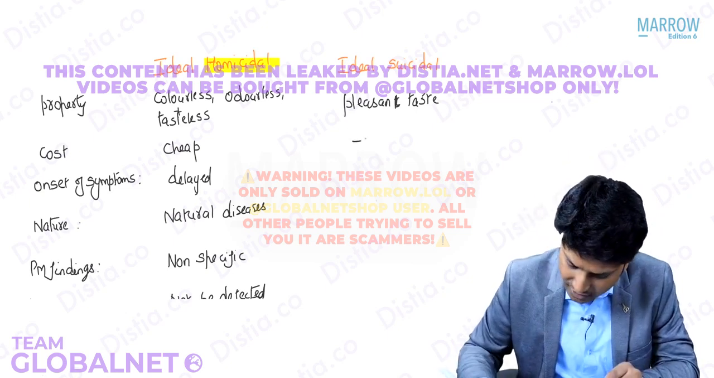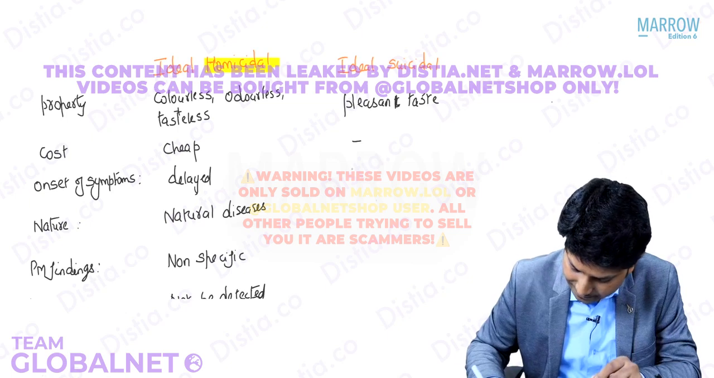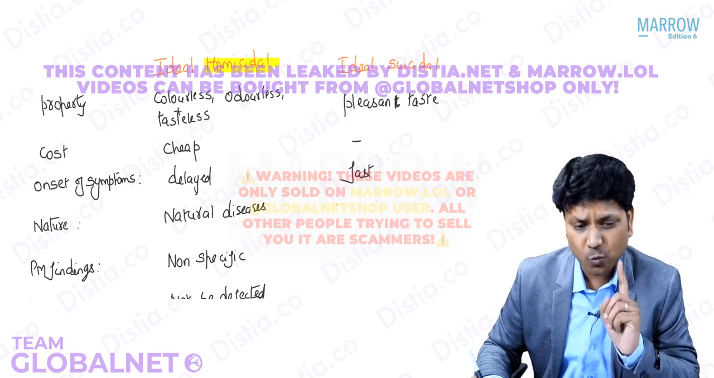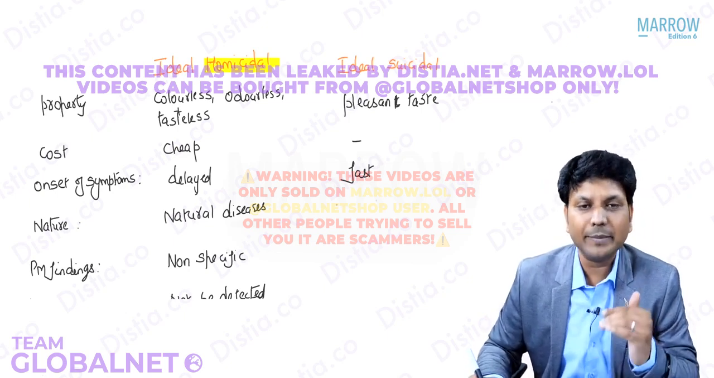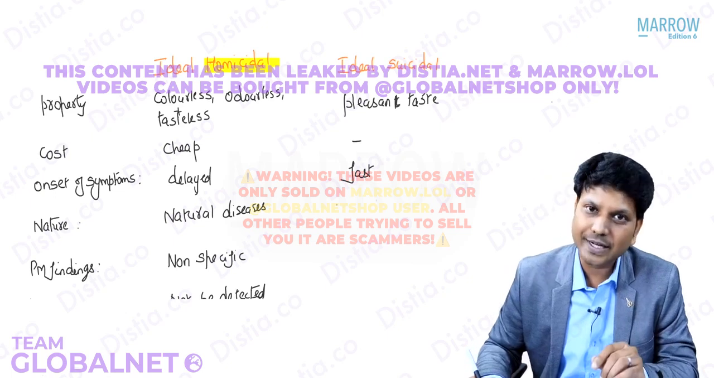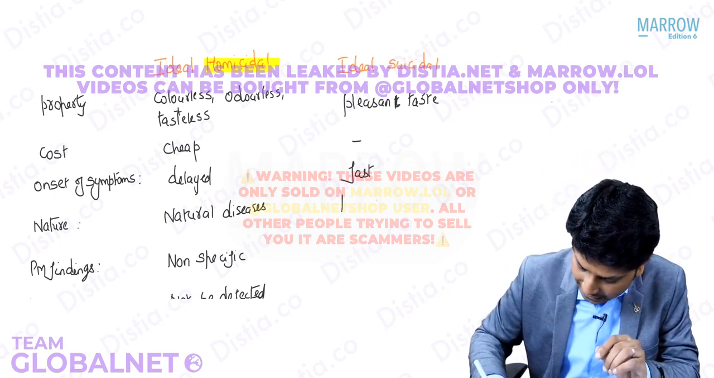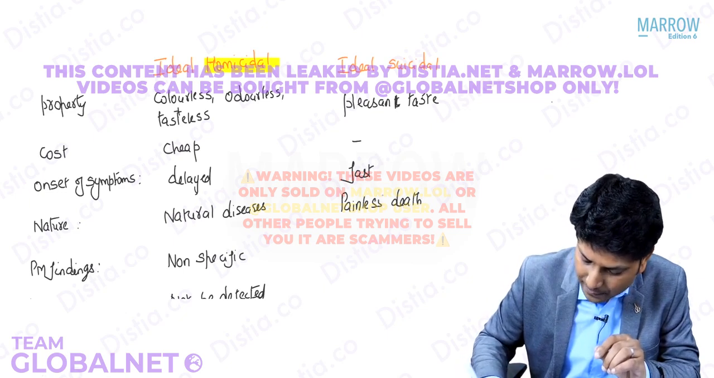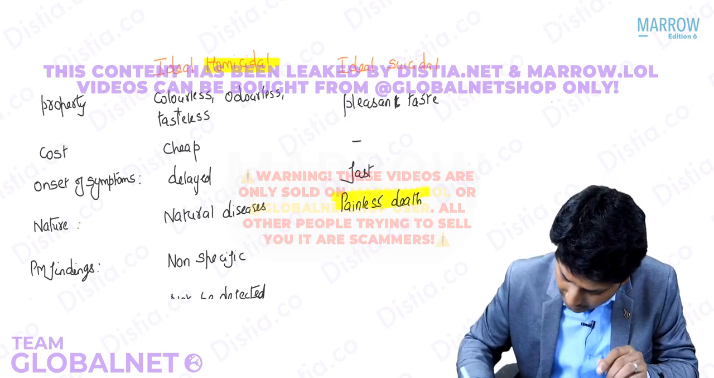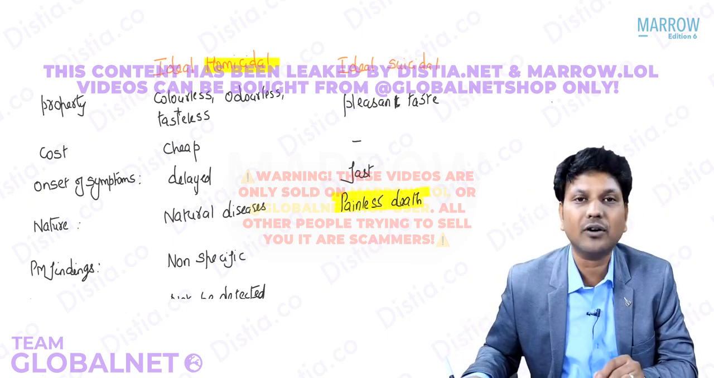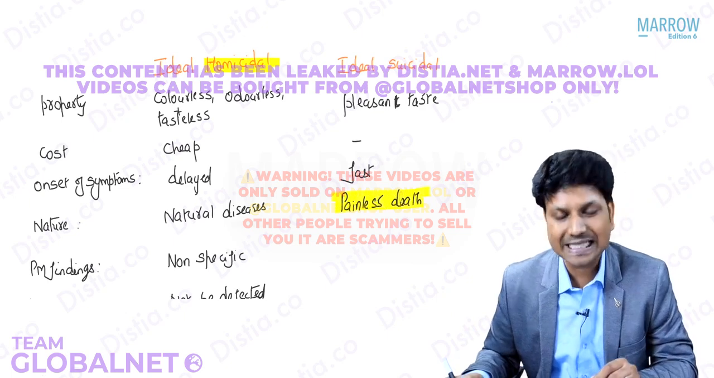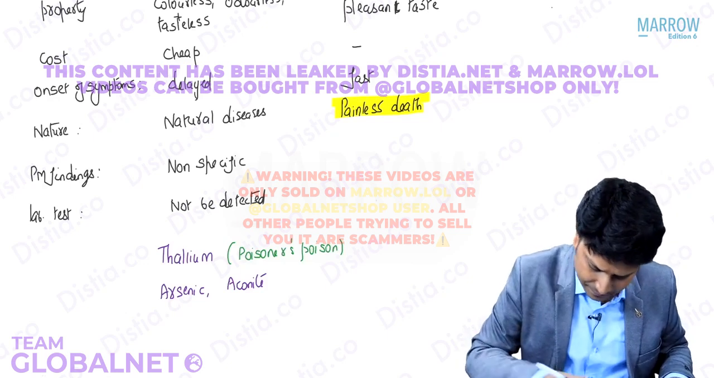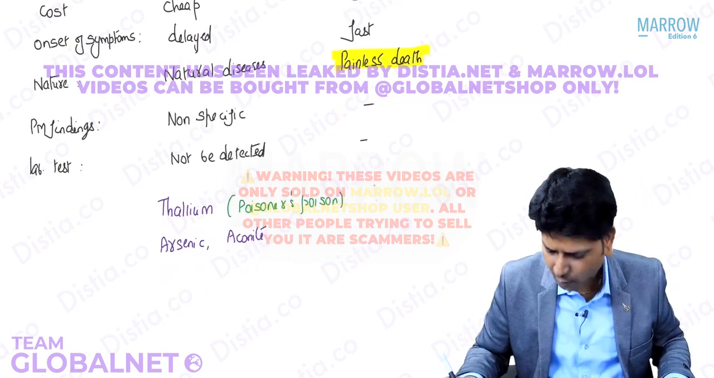Cost doesn't matter. Onset of symptoms should be immediate, faster onset. There is one important feature that will make a person choose the poison for suicidal nature. It should cause painless death. This is the single most important feature everybody would think of when choosing a poison for committing suicide. Other features like post-mortem findings and lab tests don't matter.